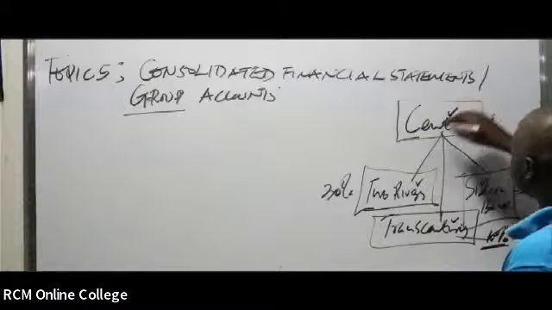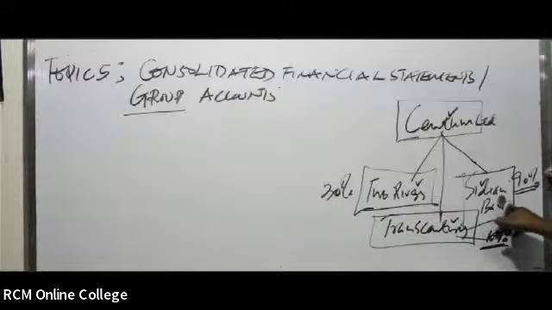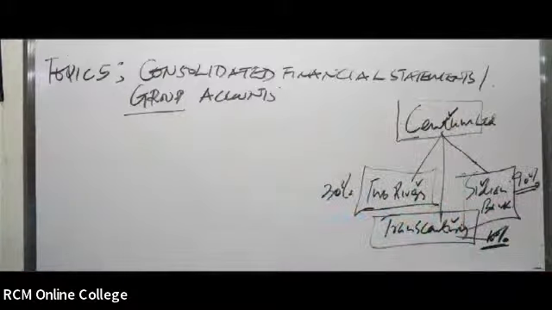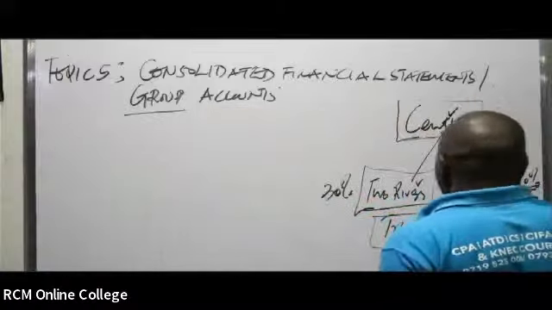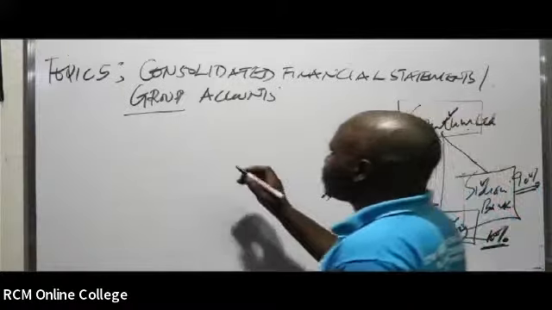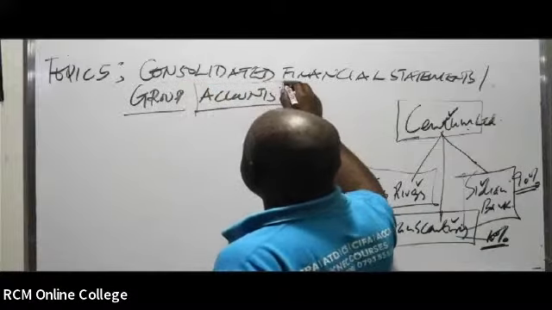This one has its own management, so they also prepare their own financials. This one has its management, they prepare their own financials. This one has its management, they prepare their own financials. So in this kind of situation, this company called Centum will be called upon to prepare what we call group accounts, or consolidated financial statements.